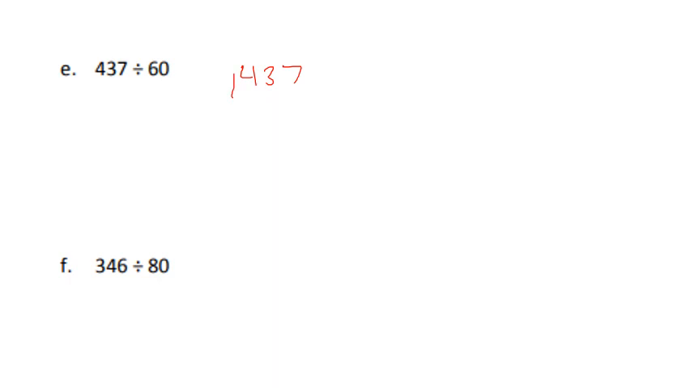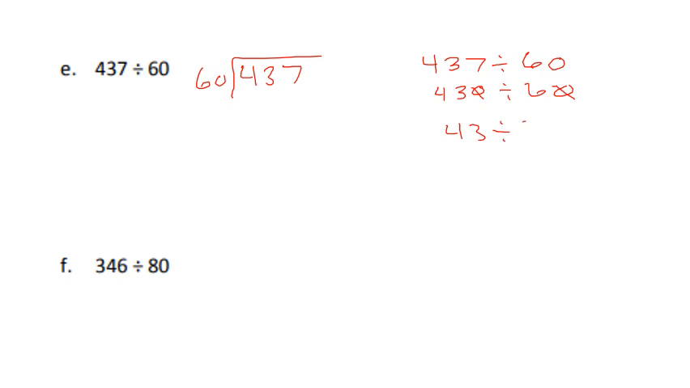Now we have 437 divided by 60. In order to know where to start on this, it's best to do an estimation. 60 is already rounded, so we're going to come over here. I like putting a 0 in there first, so we got 430 divided by 60. I know that I can take the zeros out, which gives me 43 divided by 6. The closest would be 42 divided by 6, and that would give me 7. That gives me somewhere to start.